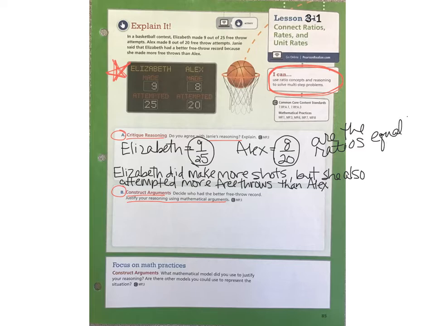So are those ratios equal, or how can we compare them? That would help us agree or disagree with Janie's reasoning. In part B, we are to decide who had the better free throw record and justify it using a mathematical argument. In other words, we need some math to support that decision. So go back and look at your answer, or what you have in part A now. Is there a way for you to decide who had the better free throw record?